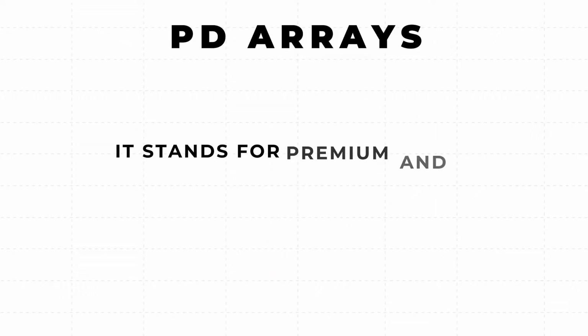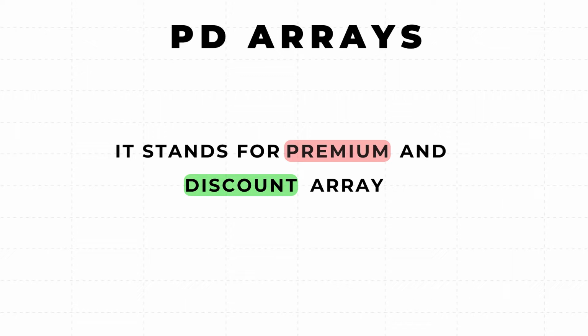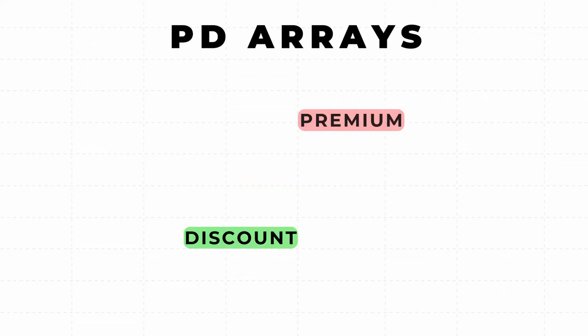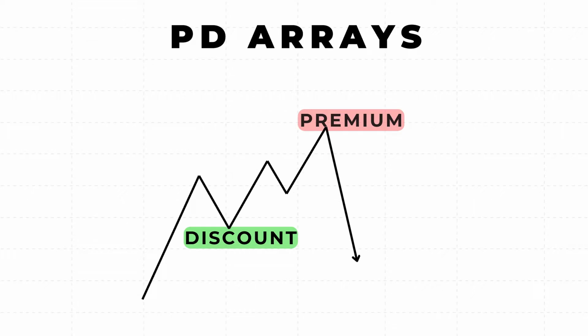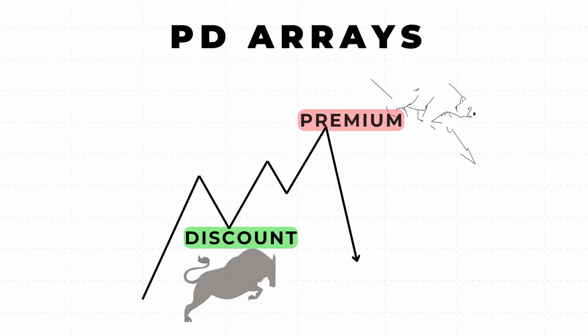So, what exactly are PD arrays? It stands for Premium and Discount Arrays. Think of them as zones on your chart that can act like support and resistance levels, places where price can either bounce off or break through. A premium array is a bearish zone, meaning the price is likely to move lower from it.